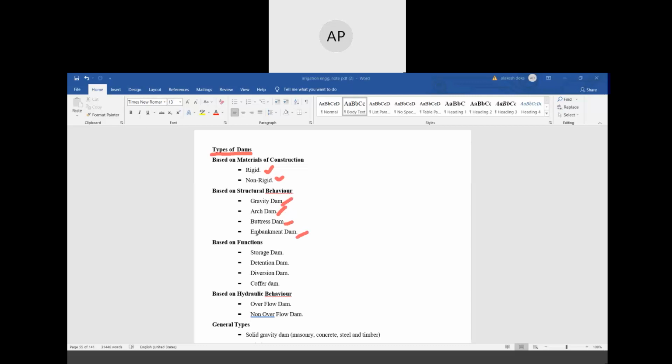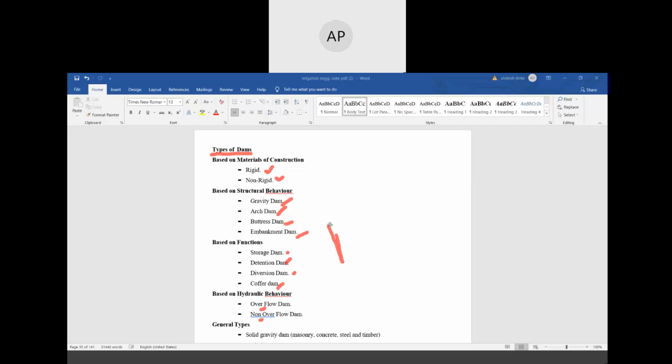And based on function: storage dam, detention dam, diversion dam, and coffer dam. Based on hydraulic behavior, dams are classified as overflow dam and non-overflow dam.